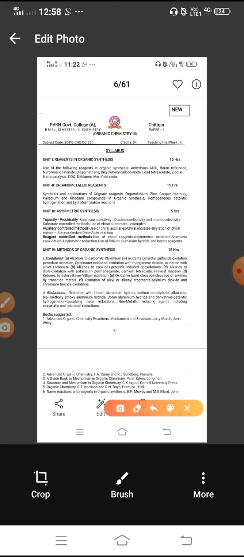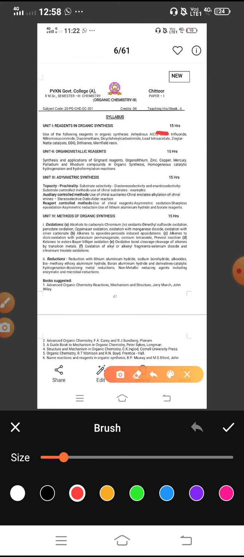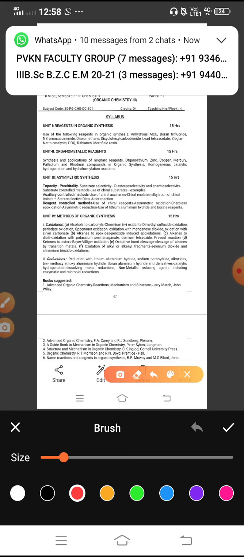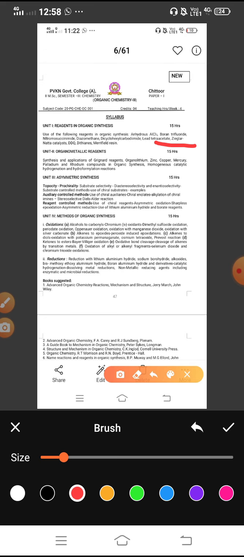Next, BF3, boron trifluoride. This boron trifluoride reagent also acts as a Lewis acid like aluminum trichloride.